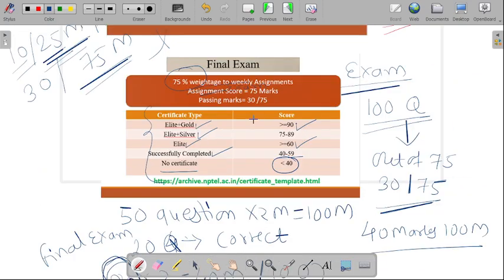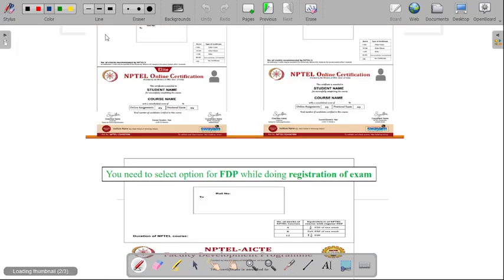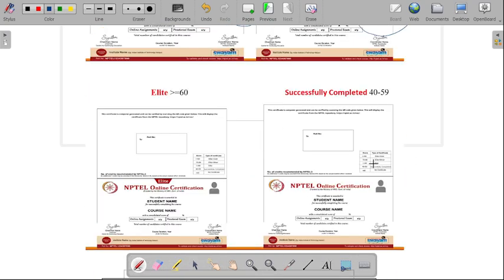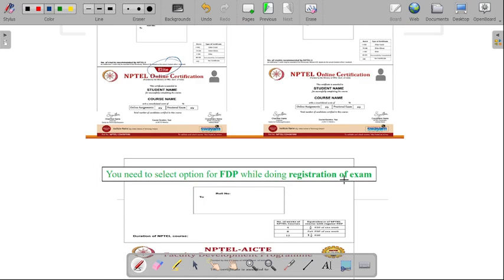And based on the score range, NPTEL will provide you the certificate. The certificates are as follows. This certificate is for gold. This gold medal you will obtain if you score greater than or equal to 90. If you score between 75 to 89, you will get this Elite Plus Silver grade. If you get greater than 60 marks but below 75, then you will get this Elite Badge certificate. And if you score between 40 to 59, then you will get the successful completion certificate of your NPTEL examination.